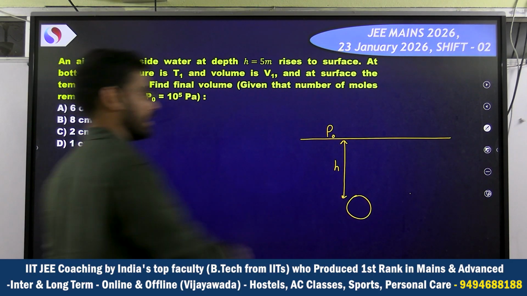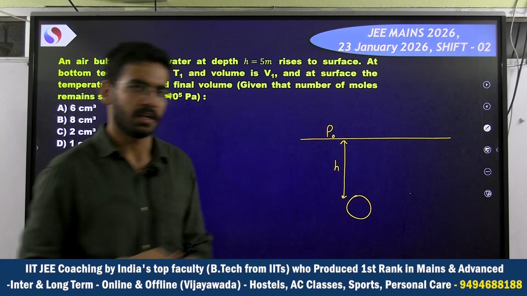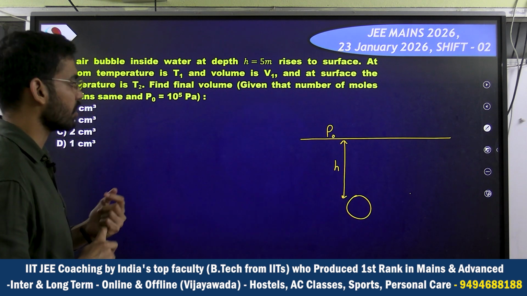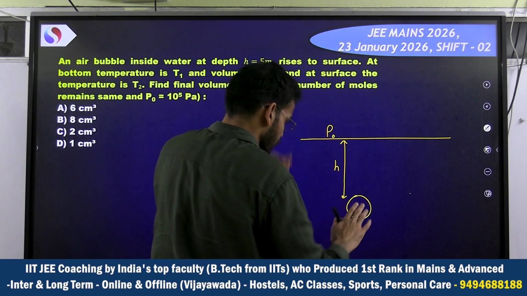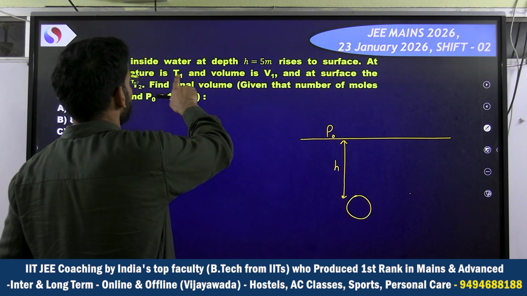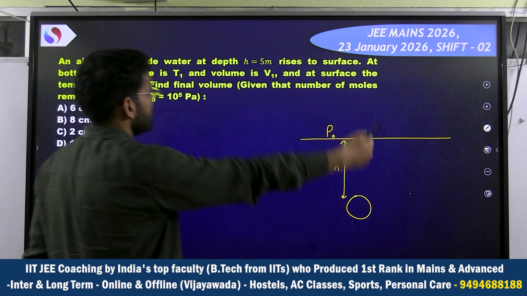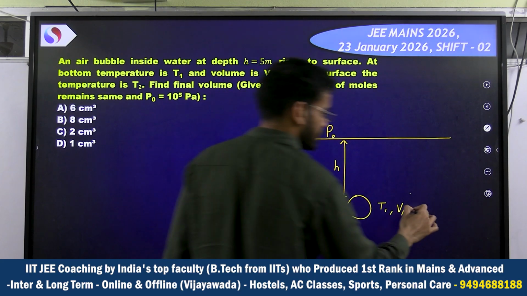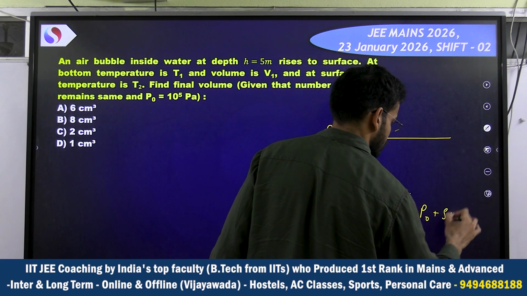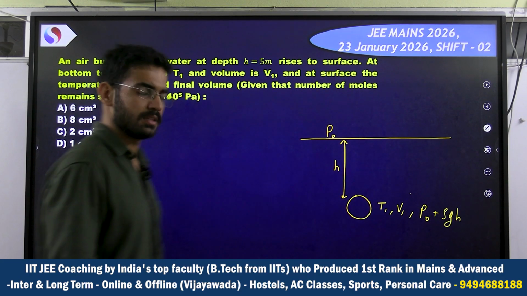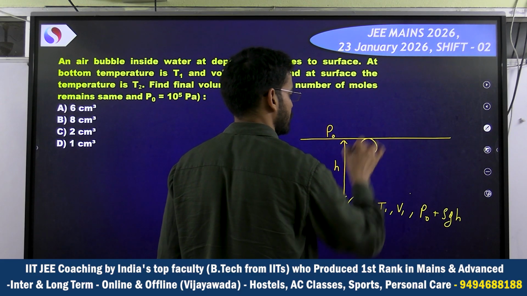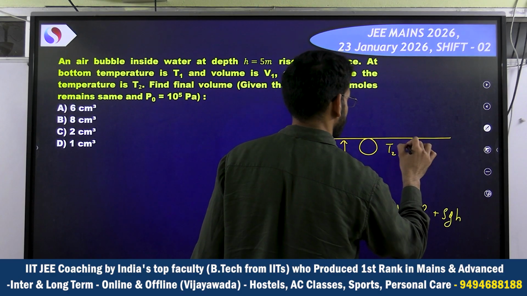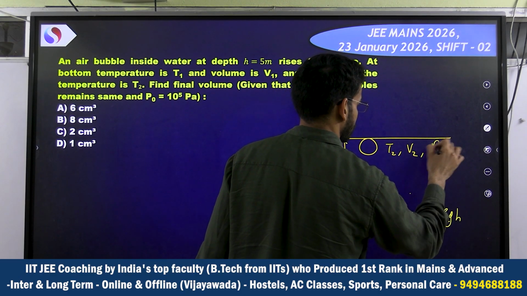Inside this bubble, the number of moles is conserved, while temperature, pressure and volume are changing. So the conservation will only apply to the number of moles, right? Let's say when the bubble is here at the bottom, temperature is T1, volume is V1, and pressure will be P0 plus rho g h. Agree? And when this bubble comes to the surface, the temperature is T2, the volume is V2, which you have to find out, right? And pressure will be P0.